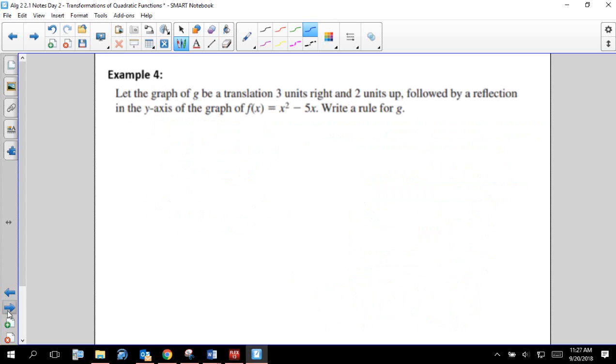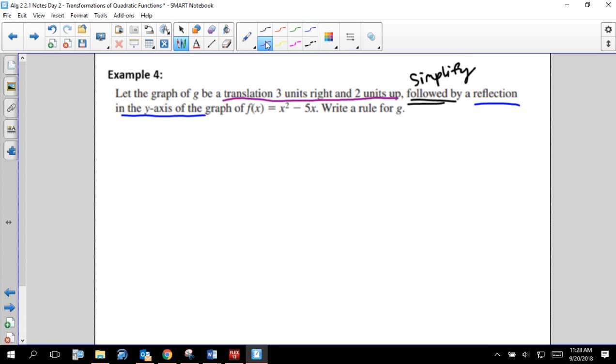So now we're going to do example 4. Write small. Maybe start over here in the margin. Just telling you, because yesterday they were all like, I ran out of space. Okay. I'm telling you ahead of time. Write small. Let G be the graph of translation, 3 units right and 2 units up, and then there's my followed by simplified part. And then we have, second part, a reflection in the x-axis.